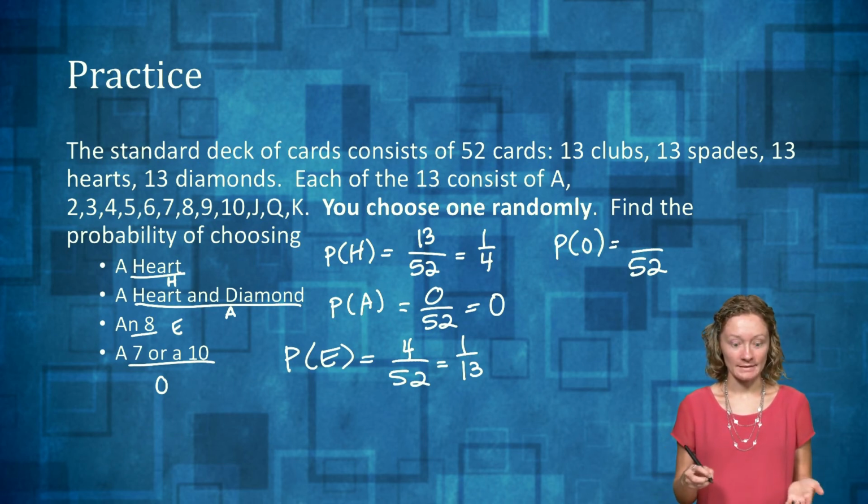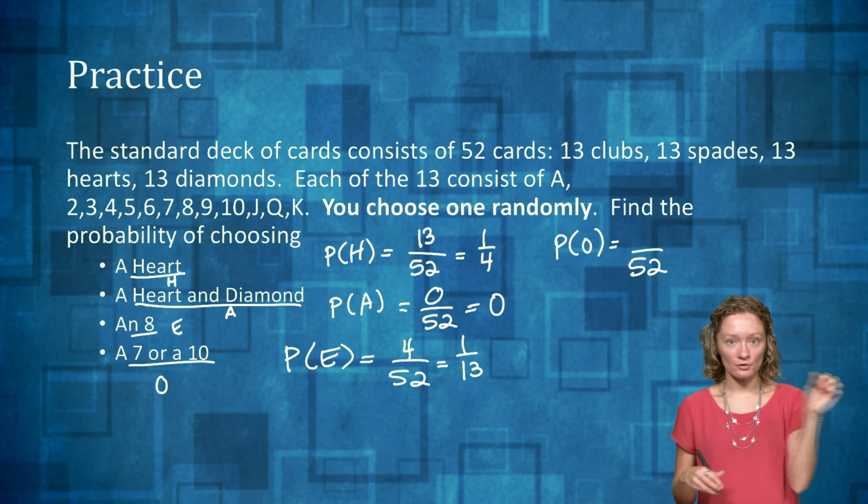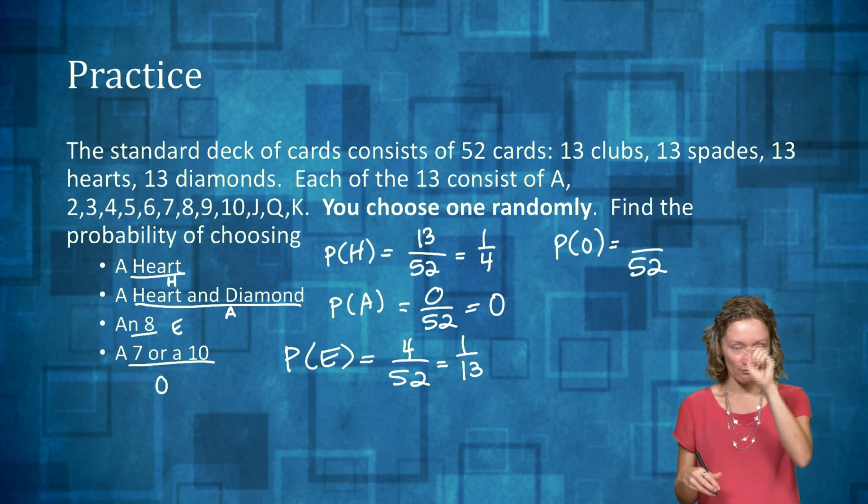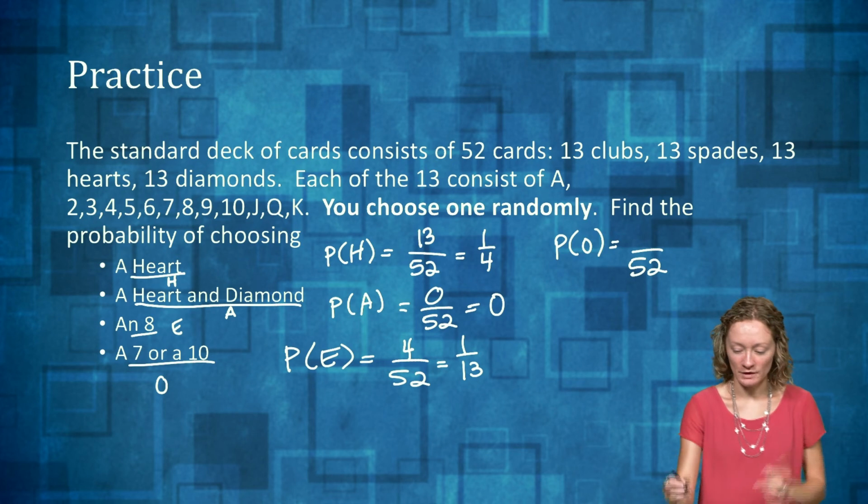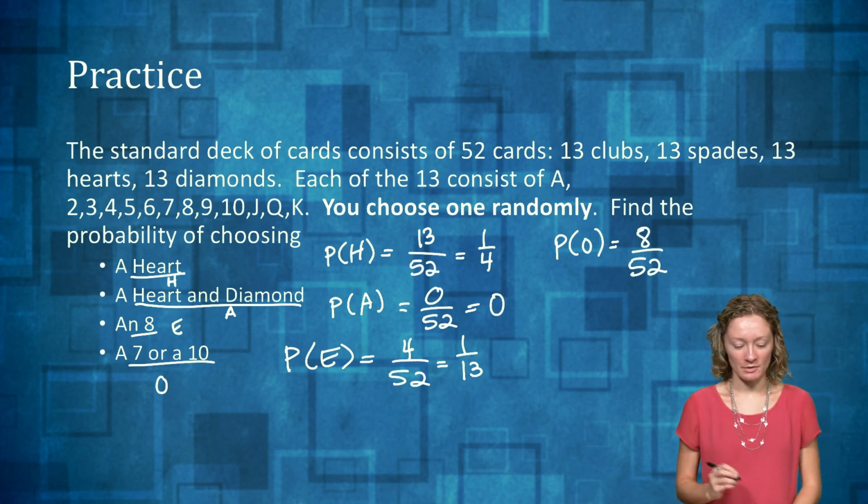7 and a 10. So we have 4 7s. You can look through the whole deck and count them. And we have 4 10s. None overlap, so all 8 are possibilities.